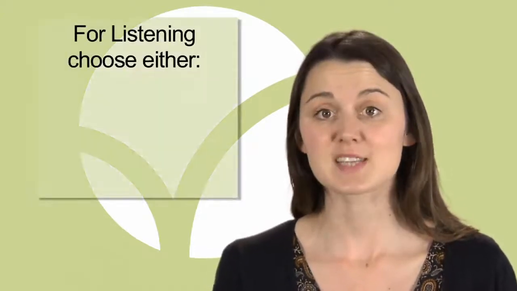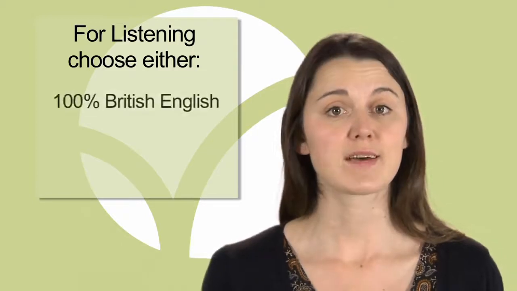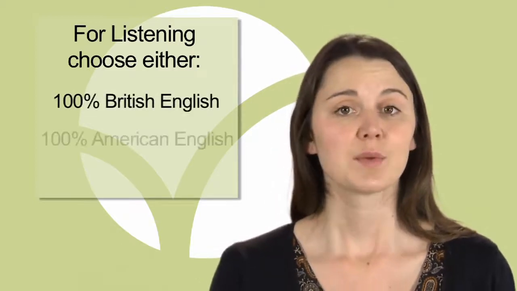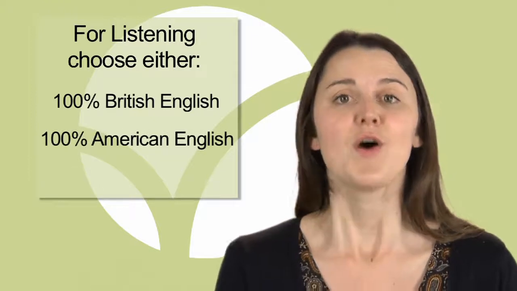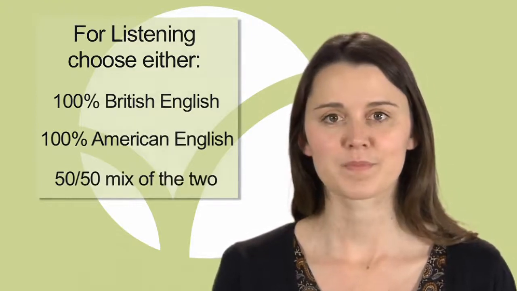Now let's look at the listening section. The second section of the test tests what a student hears and understands. It also tests the meaning in a conversation or speech. It's completed in around 15 questions. You can select a mix of accents. Choose either 100% British English, 100% American English, or a 50-50 mix of the two. Using the most relevant mix of accents means you test your students in the way they use and experience English every day.